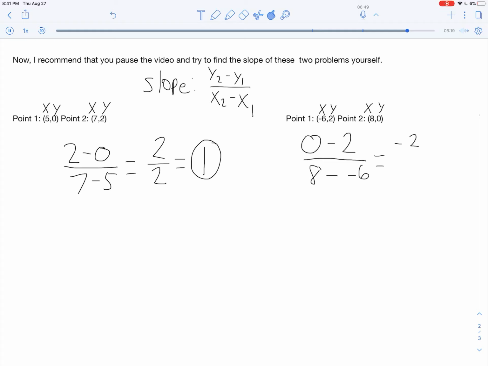And the best way, whenever you're subtracting a negative number, is that you just want to do, it's like you're adding the two numbers. So it's really 8 plus 6, which gives us 14. And we have negative 2 over 14. And we can go ahead and simplify that into negative 1 over 7.